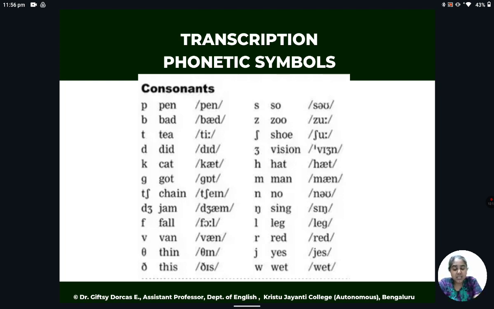So in today's class we saw the consonants, how they can be described based on their voicing, the place of articulation and the manner of articulation. So I hope all the concepts were clear.